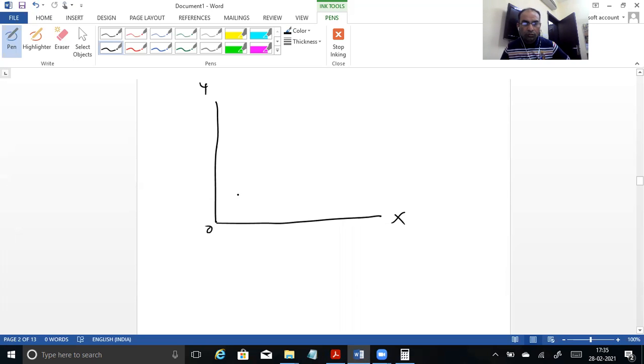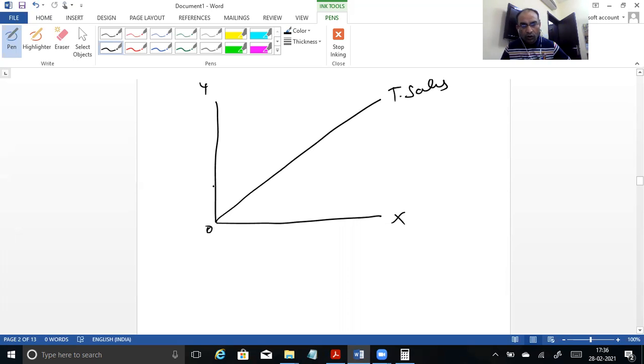Okay, so now first of all I draw the total sales line. When you are not selling anything, your sales will be 0. As you are selling, this will go like this. This is the total sales curve.